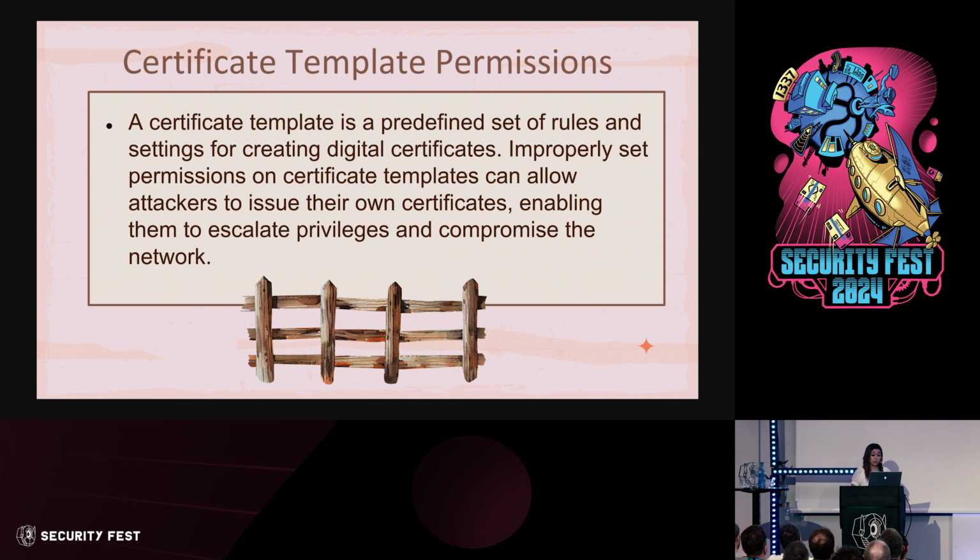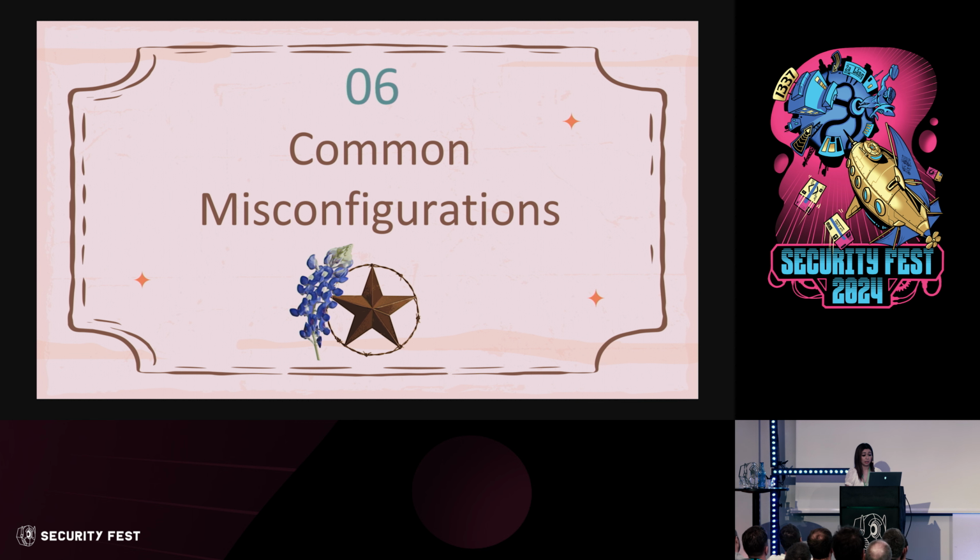Certificate template permissions. So this is a topic that going in depth would probably take me the rest of the hour. But this is basically the baseline of how Active Directory Certificate Services abuse would happen. So think of a template as a predefined set of rules and settings for creating certificates. Improperly setting these permissions on certificate templates is going to let an attacker issue their own certificates and let them escalate privileges and compromise the network. Basically, we're impersonating somebody else and just authenticating via certificate. So that's pretty concerning if you think about it. And then we're going to start getting our hands a little bit dirtier. Hopefully, I didn't put anybody to sleep just yet.